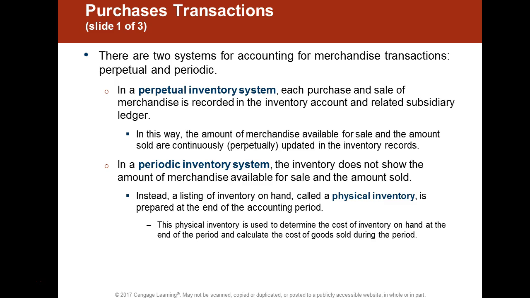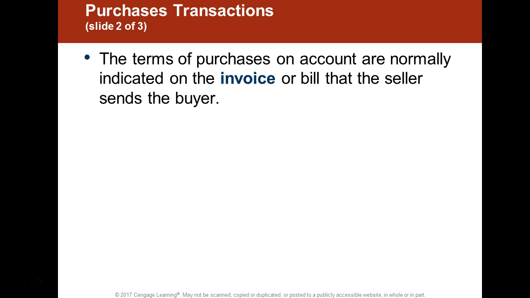A periodic system is not going to show the amount available for sale, simply because you're going to wait until it's sold, and you're usually going to take an inventory count. So a physical count is going to be really necessary under the periodic system, because periodic is just that. You're going to be periodically, once a month, once a year, doing these physical counts, not every single time a purchase or sale is made.